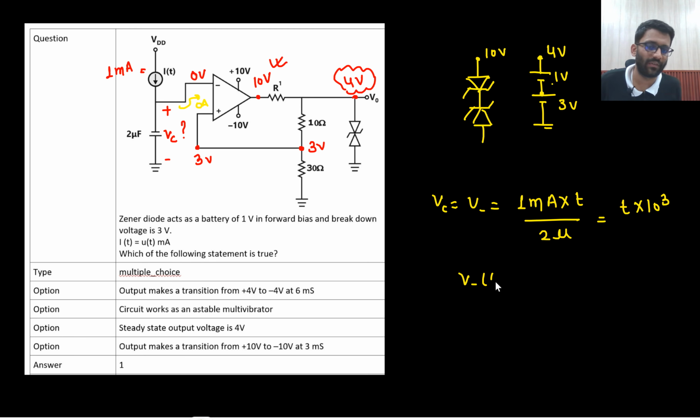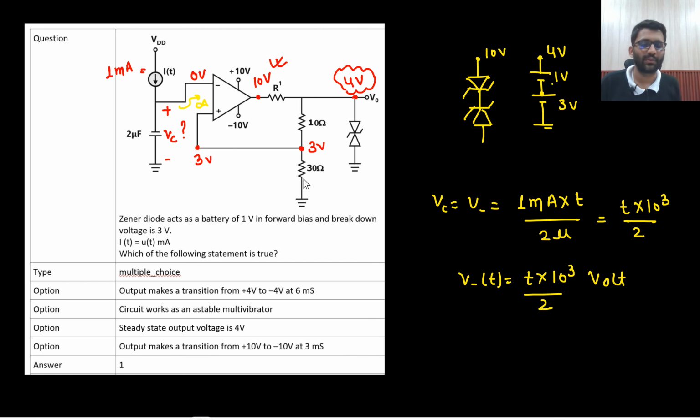So this is my V negative of t, that is t into 10 to the power 3 volt. Here you are having 3 volt, right? I am having 3 volt here. Oh, wait a second. Divided by 2 micro is there, no? Divided by 2 is also there. Otherwise, I would have made this mistake.